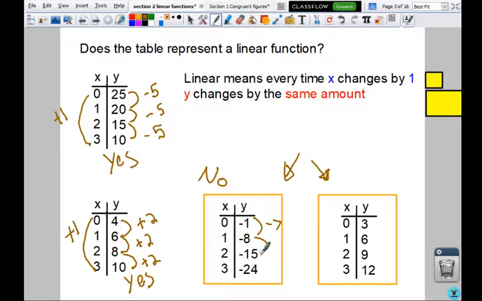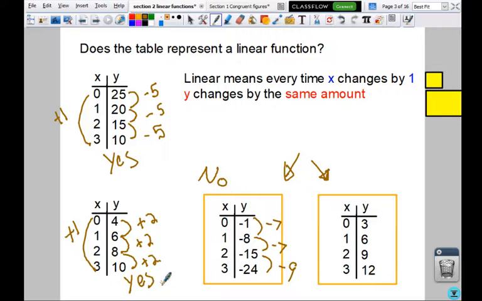All right, let's see. How about Kinsey? From 8 to 15 is -7. Yep. And then the next one's -9. Yep, -9. So because this last one is not the -7 like the others, this is not linear. If we were to graph this, it would be straight, and then all of a sudden it would get really steep or really shallow. So this one would be steeper, actually.